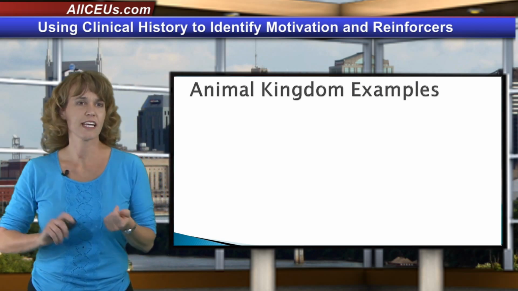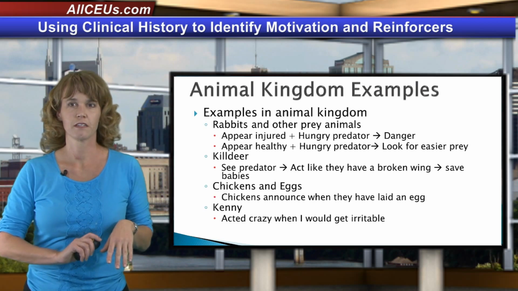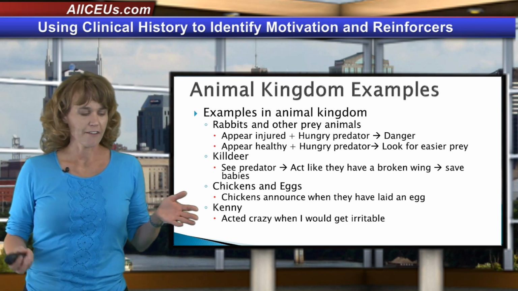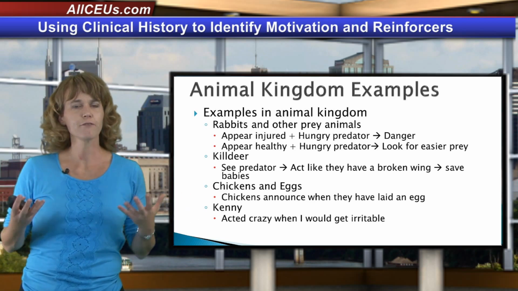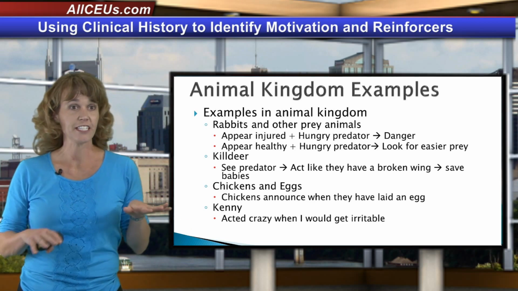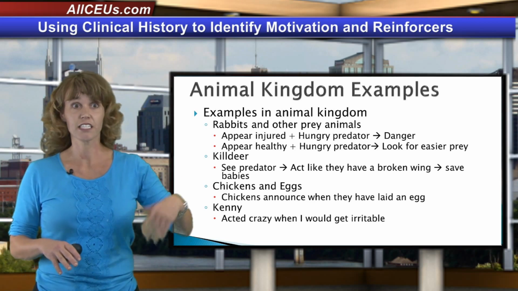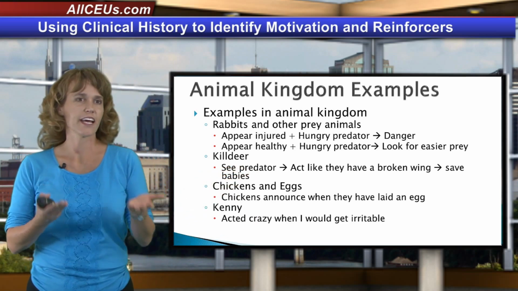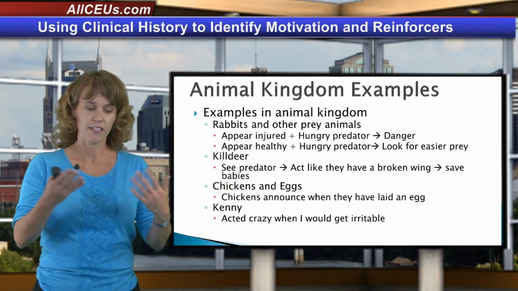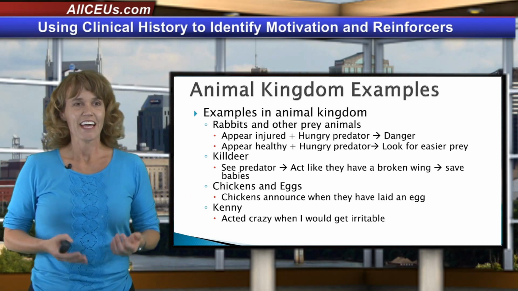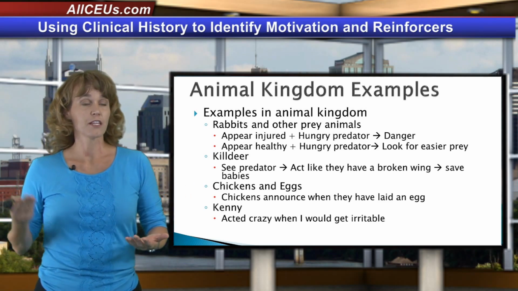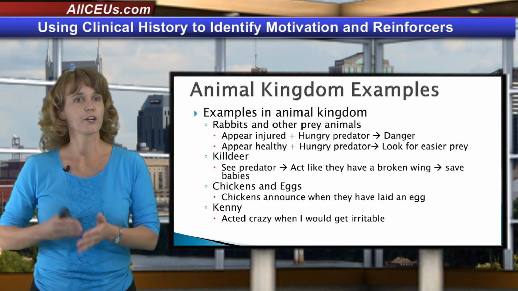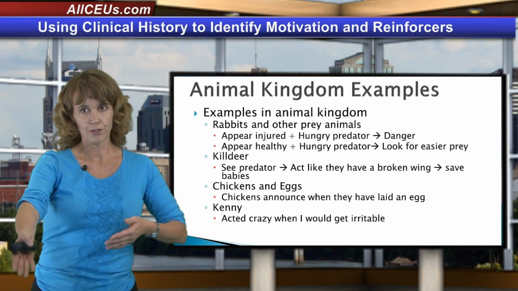So we're going to talk about some examples in the animal kingdom. Rabbits and other prey animals. I fostered rabbits for a while, and bunny rabbits will not appear injured. They pretty much look healthy until they kick off. And it makes sense, because in the animal kingdom, they've learned kind of through evolution, if they look like they're injured, then the predators go, oh, there's an easy mark. So the predators will go after the slower, sicker, older animal.